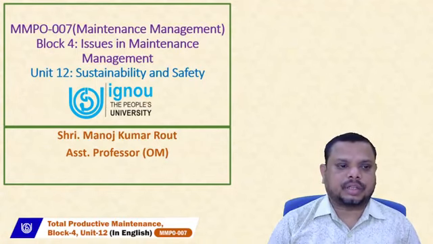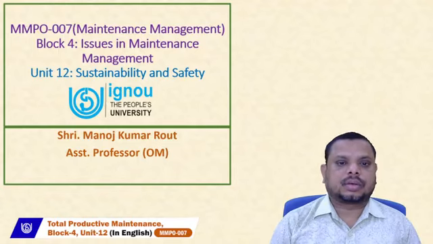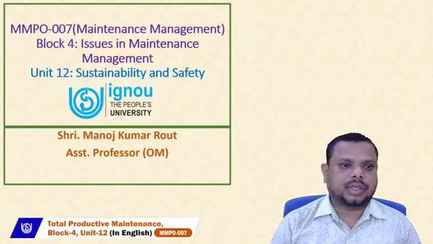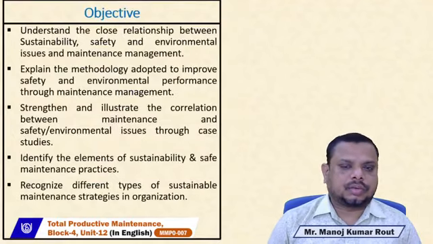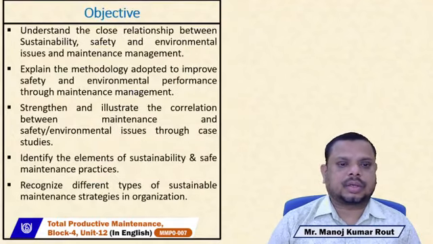Issue in maintenance management, Unit 12, sustainability and safety. So let's go to the next slide to understand the various objectives of today's session. The first objective we have: understand the close relationship between sustainability, safety and environmental issues and maintenance management.